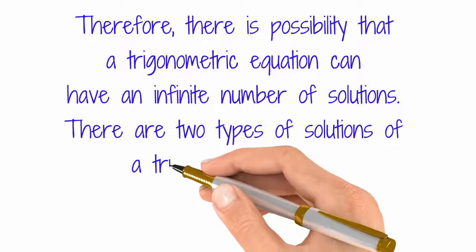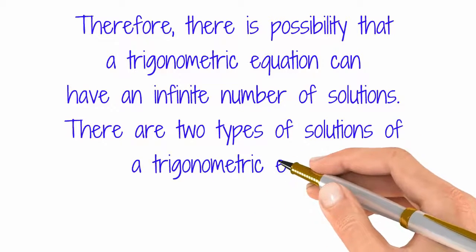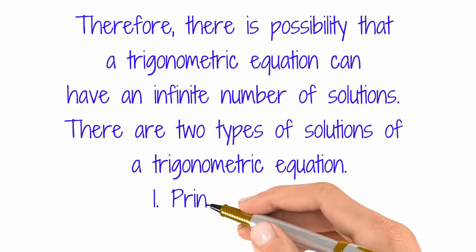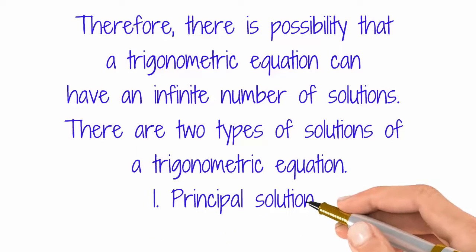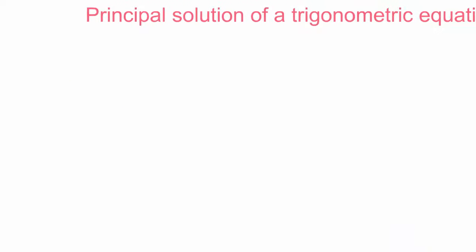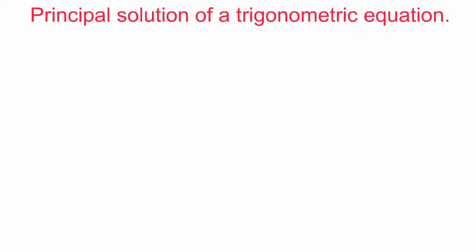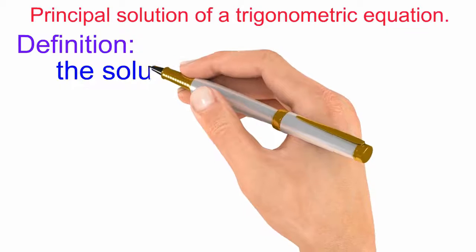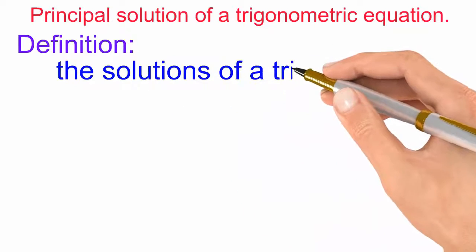There are two types of solutions of a trigonometric equation. Number 1, principal solution, and number 2, general solution. Now in this video we are going to study the principal solution of a trigonometric equation.